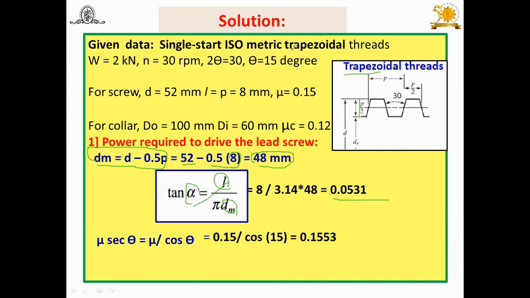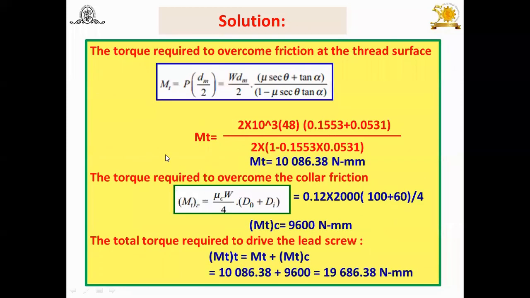Then here it's a trapezoidal thread. For a trapezoidal, what you have to do? You have to replace mu by mu sec theta. And that's why I have written mu sec theta is equal to mu by cos theta. And what is theta here? 15 degree. I have substituted here. You will get mu sec theta is equal to 0.155. Why I have determined this? Because in the expression of torque required to raise the load, to lower the load, there is a mu sec theta, because I am going to use directly this relation.